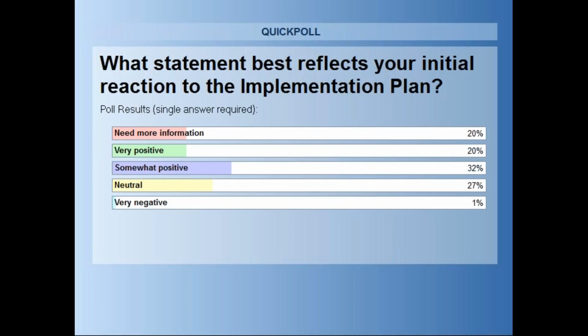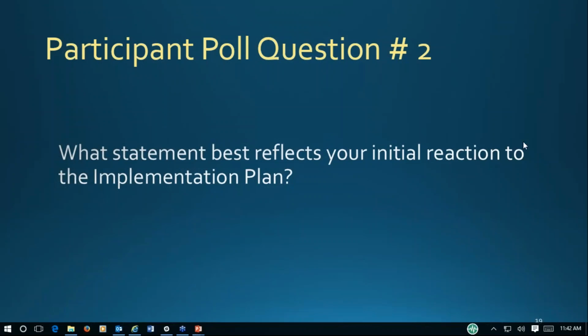Okay, so it looks like about a fifth of you just need more information, which is understandable. We went through that very quickly. So we hope that by providing the plan publicly, you'll be able to get more information. Even though there wasn't a whole lot that we could present, it looks like there's a fair number of you who had a positive reaction, and some of you have a neutral reaction. Glad to see, though, that there's not a lot of negative reaction. So thanks for that feedback. That's really helpful.